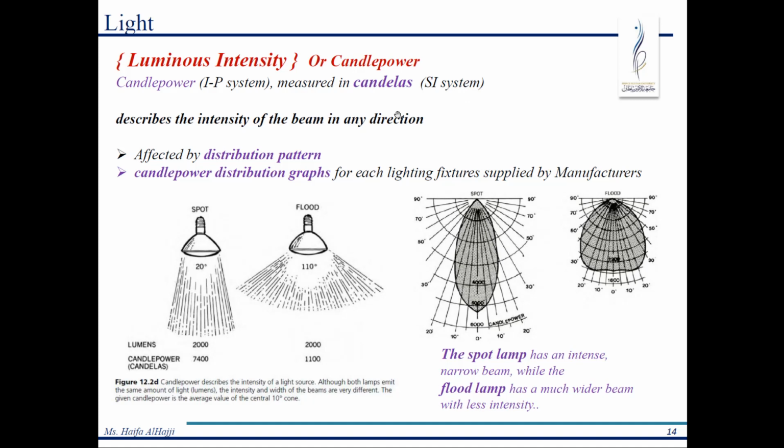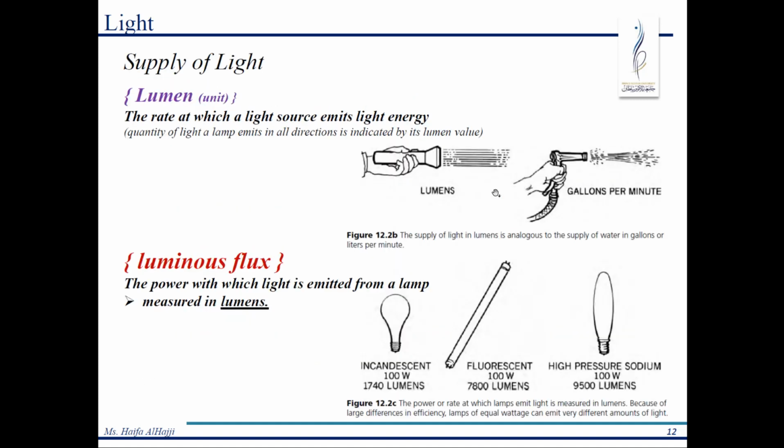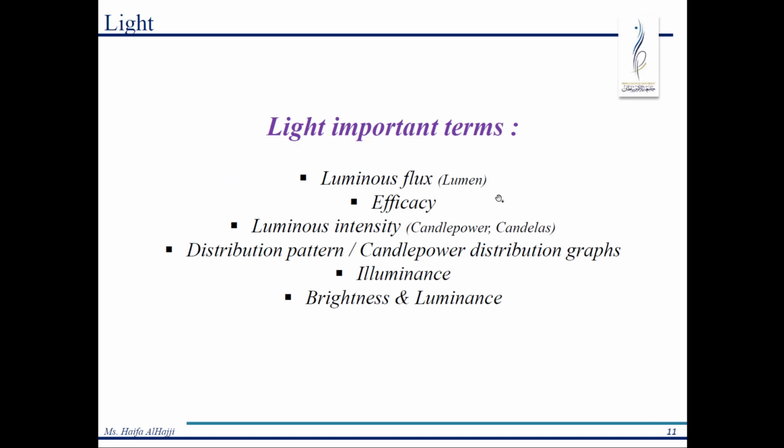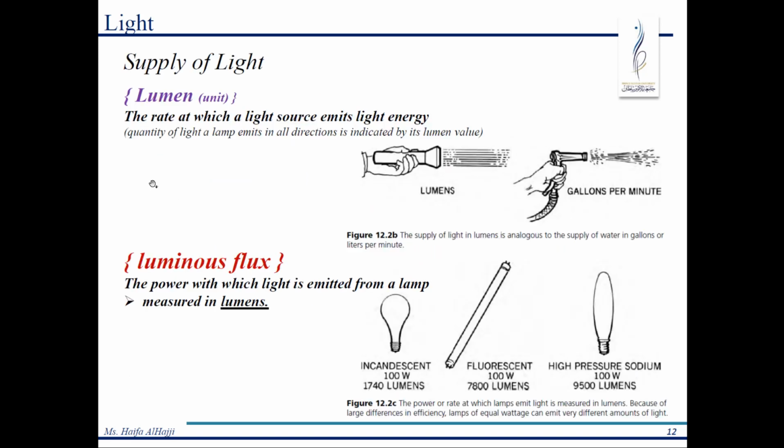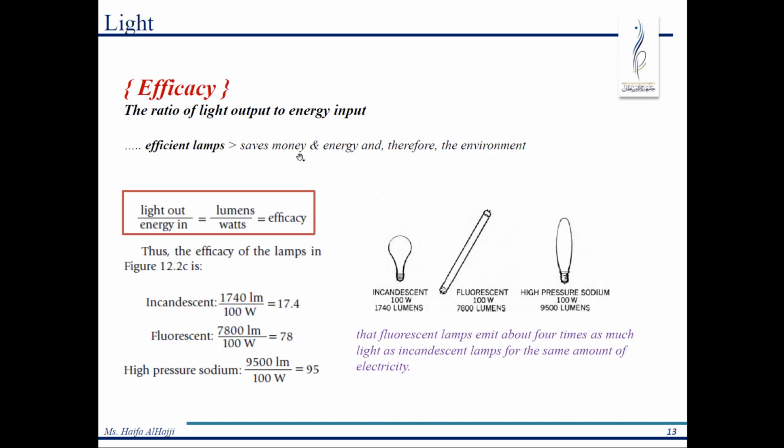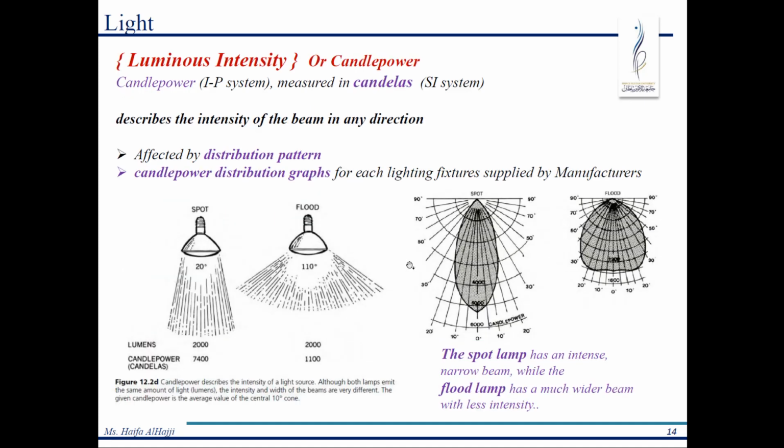So as I discussed earlier, let's have a look at them. The luminous flux describes the total amount of light coming out of the source. Efficacy describes the relationship between the total amount of light produced or emitted in comparison to the energy given to the lamp.